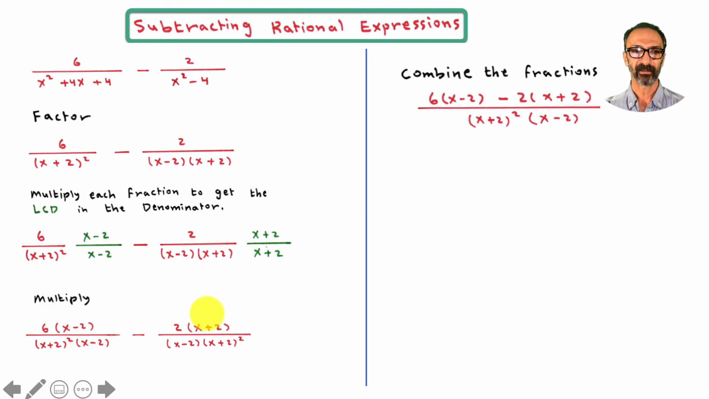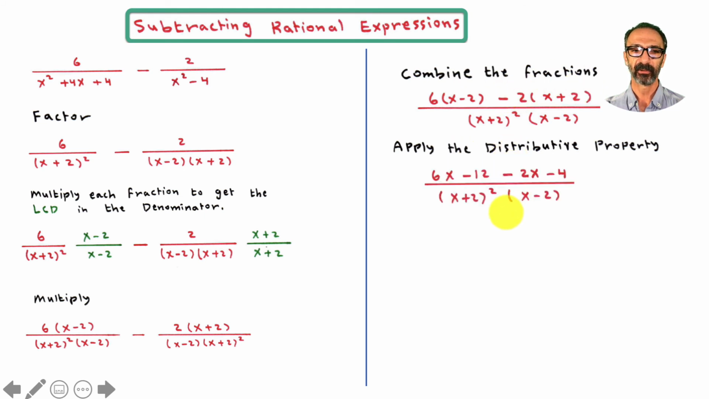Now we're not done here. We're not done. This is what you do. We're going to apply the 6 and the minus 2 using the distributive property. Once you do that, sometimes more steps are needed. Minus 2x and 6x will give you 4x. Minus 12 and minus 4 will give you minus 16. And that should do it.